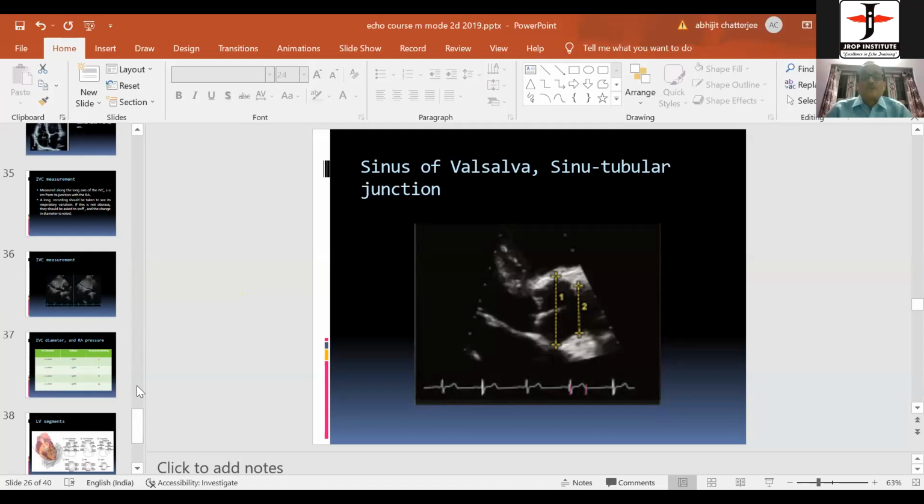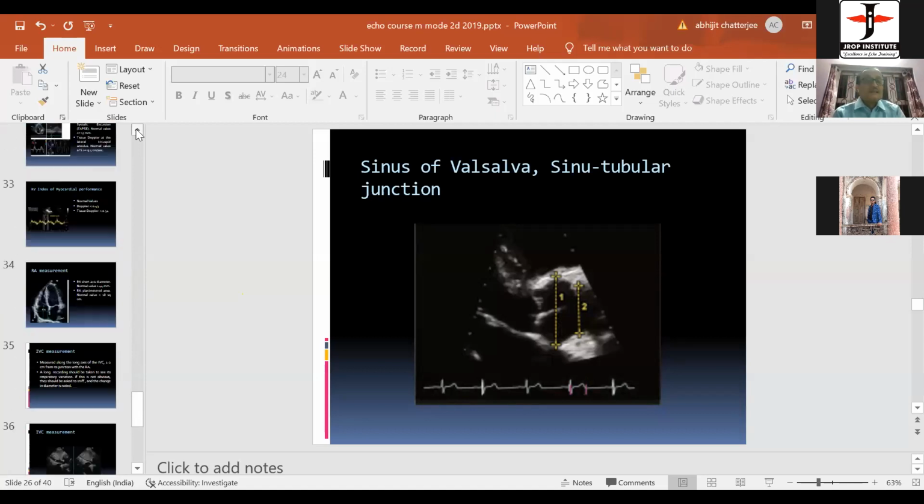You take the RVOT measurement in the short axis and you measure the annulus of the pulmonary, from hinge point to hinge point. Yes, sir. I have purposely avoided doing this here because this is a basic beginner's course. I did not want to confuse you with the pulmonary artery. Okay.